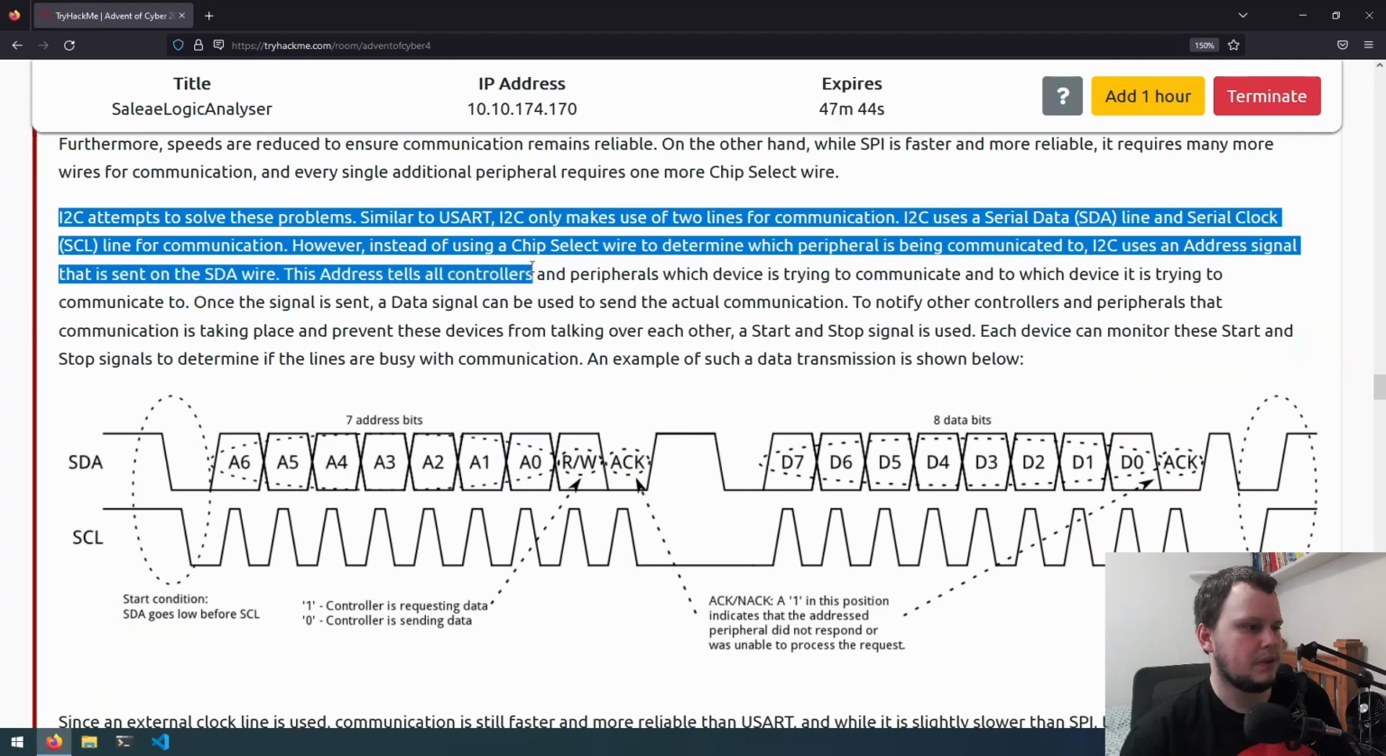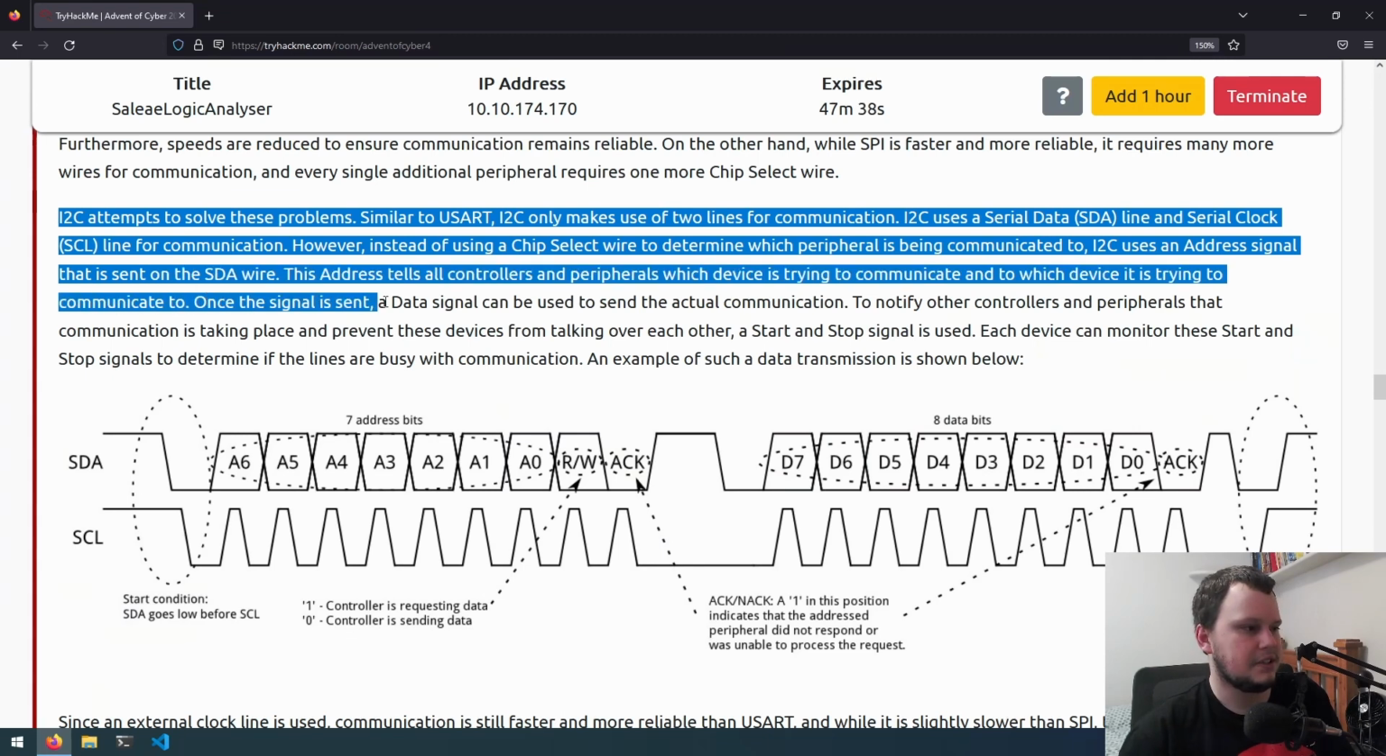This address tells all controllers and peripherals which device is trying to communicate and to which device it is trying to communicate. Once the signal is sent, a data signal can be used to send the actual communication.